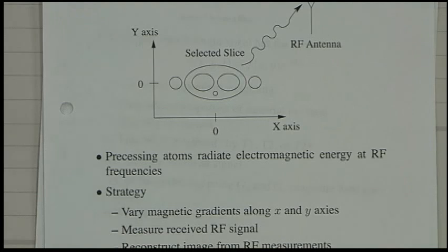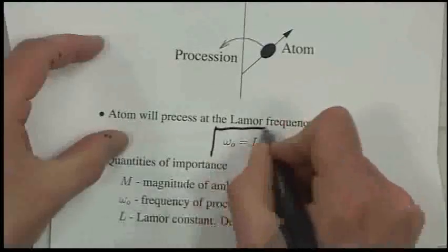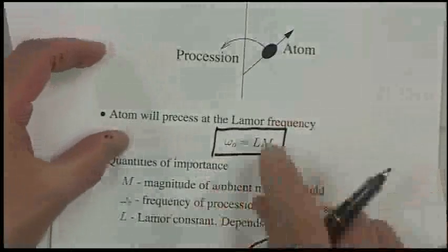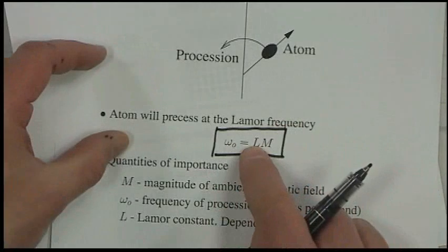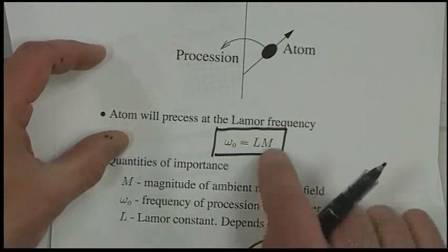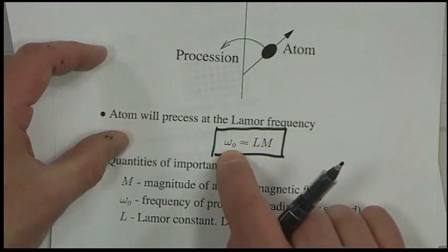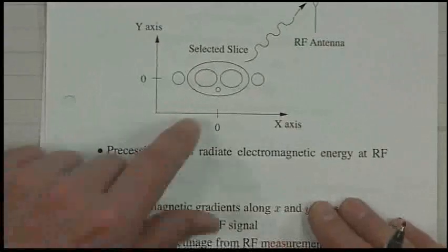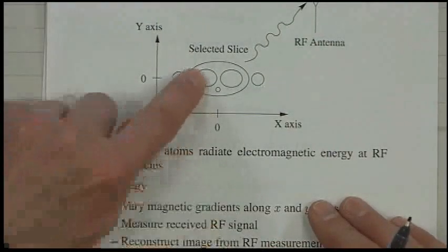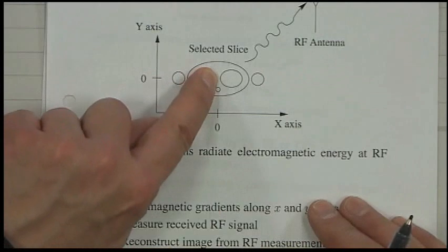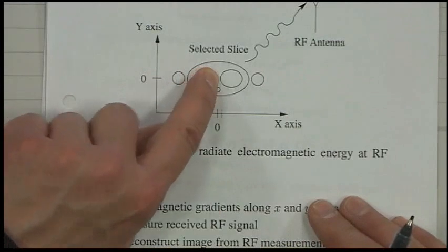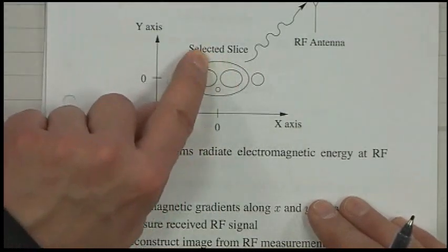Because going back to the original basic result, this is the basic result. The oscillation frequency is the magnetic field times this constant L. So L is not changing, but if I change the magnetic field, the frequency of oscillation will change. And one way to change the magnetic field is to change the gradient. Now, if the voxel is right at 0, 0, changing the gradient won't matter. But if it's anywhere else, changing the gradient will matter.